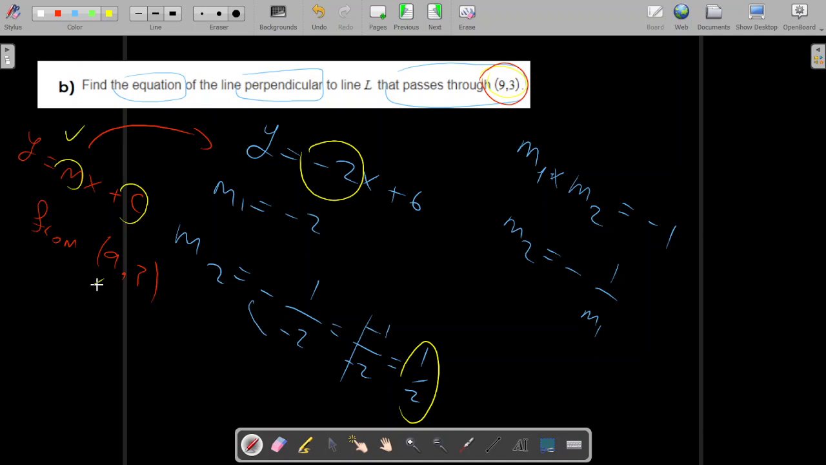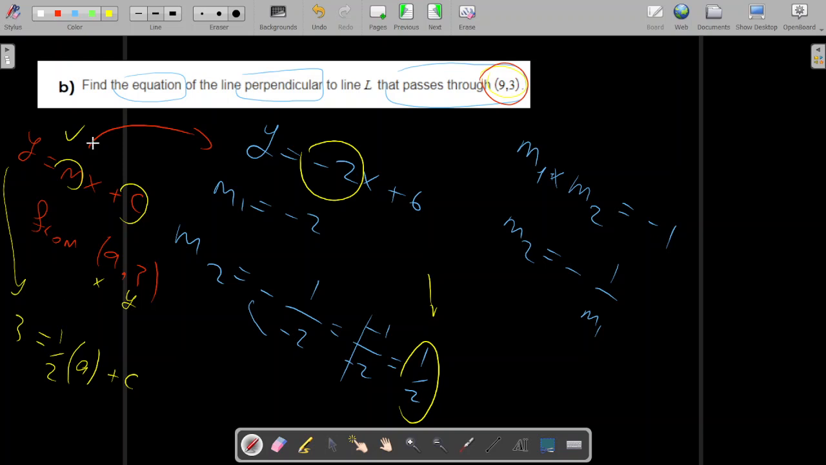You will substitute 9 with x, and you substitute 3 with y. So you will say that y, which is going to be equal to 3, equal to what? Equal to m, which is equal to half, multiplied by x equal to 9, plus c. So now I try to find out this.